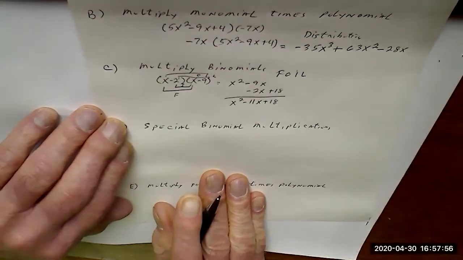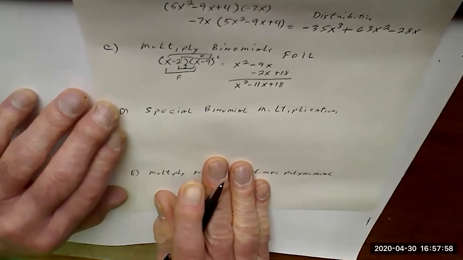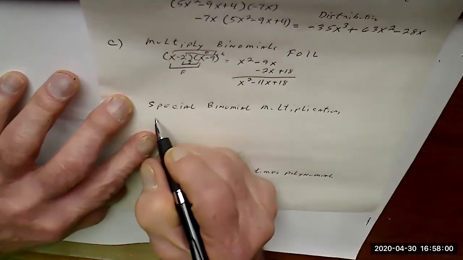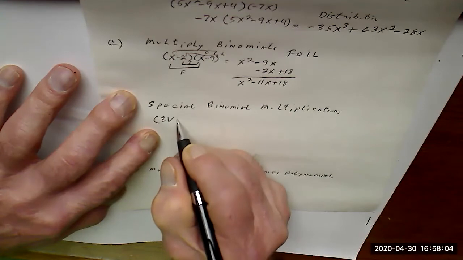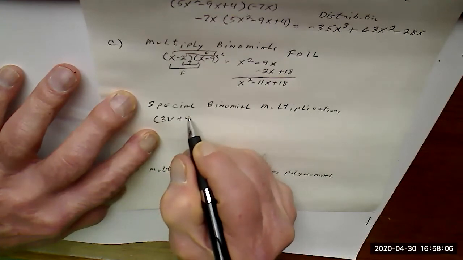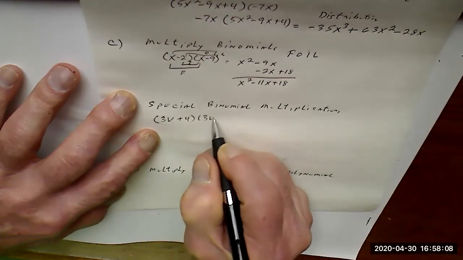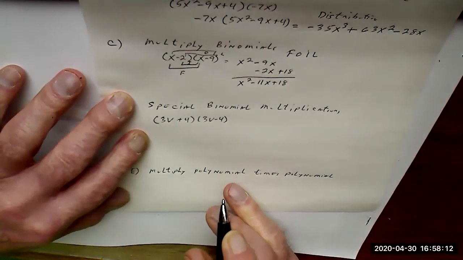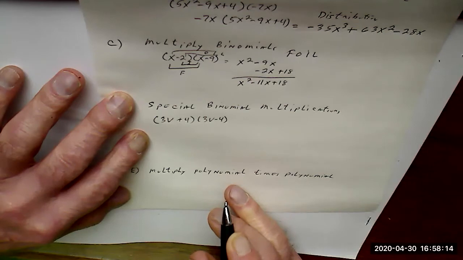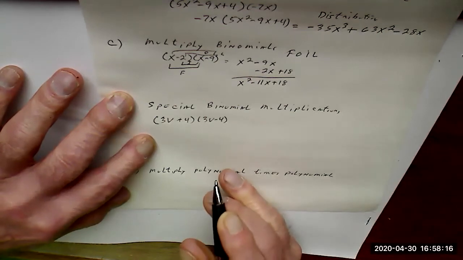Finally, let's look at two special products. 3v plus 4 times 3v minus 4. This happens to be the sum and difference of the same values. Again, we want to use FOIL.